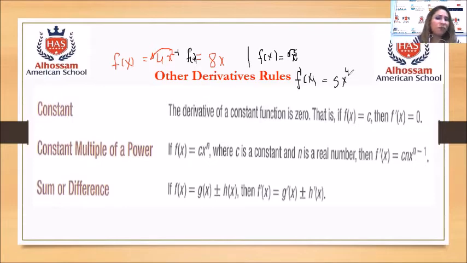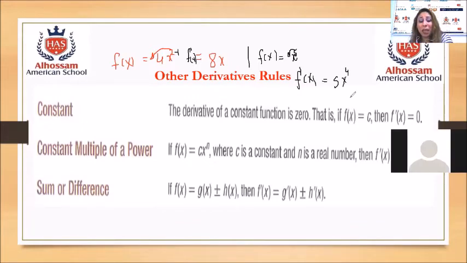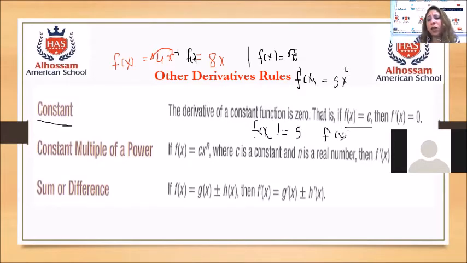Now we'll have the same rule, but if I have more than one term, I will do the same steps with every single one. For example, if I have only a constant, f of x equals c, for example, f of x equals 5, any number, any constant value, what would be the derivative of this function? If I don't have x, I just have a constant number, the derivative would be equal to 0. This is the first rule, which is the constant.